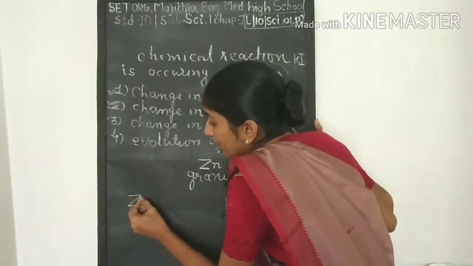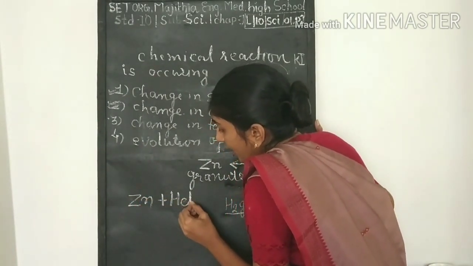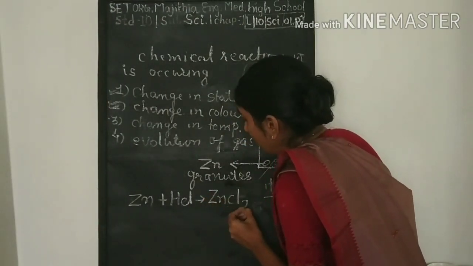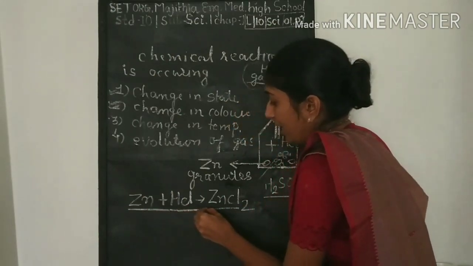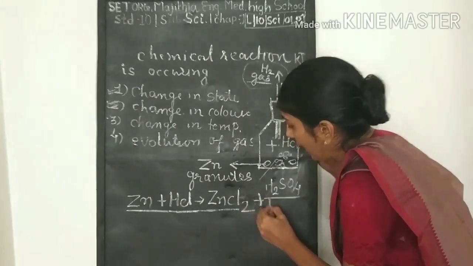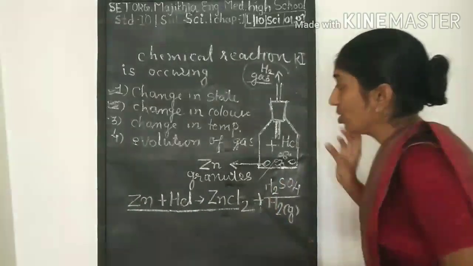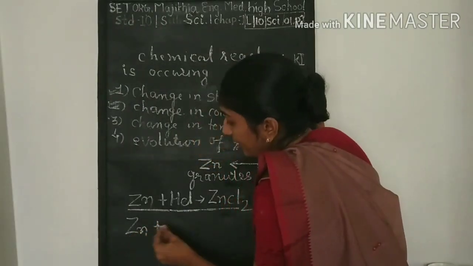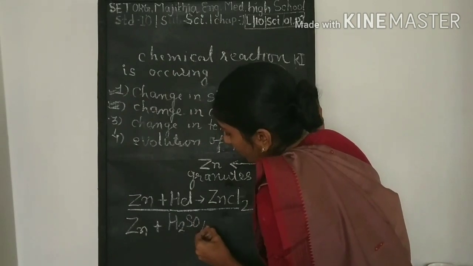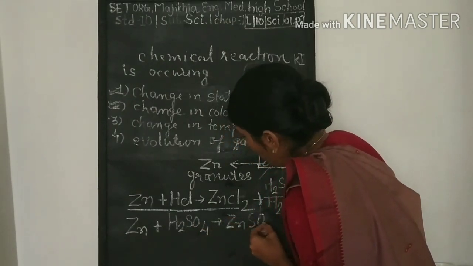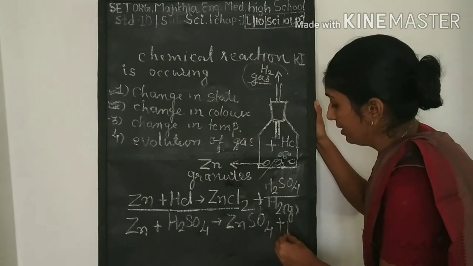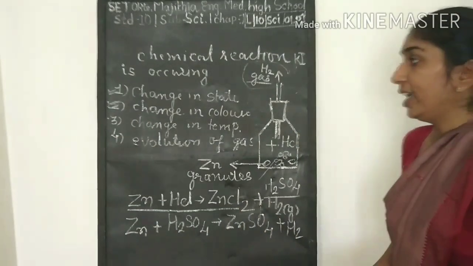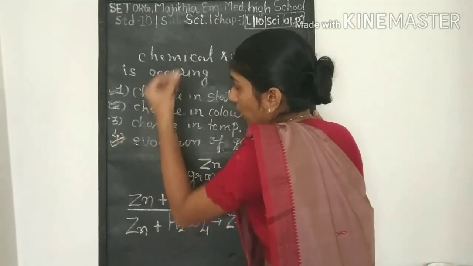Let's see the reaction. Zinc plus hydrochloric acid, we will get ZnCl2, obviously based on the valency, plus hydrogen gas. If we talk about sulfuric acid, then zinc plus H2SO4 gives ZnSO4, zinc sulfate, plus hydrogen gas. So this is the reaction. In this there is an evolution of gas.